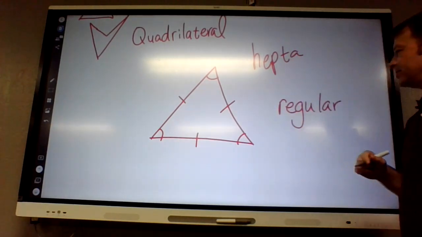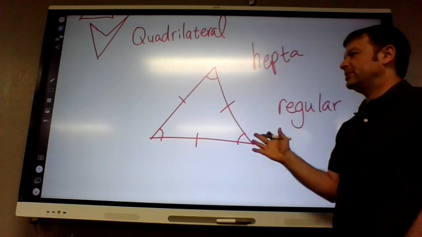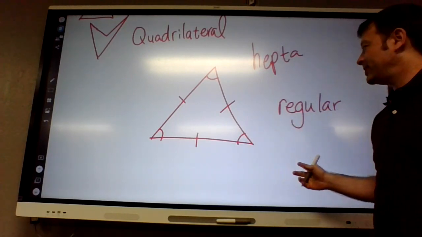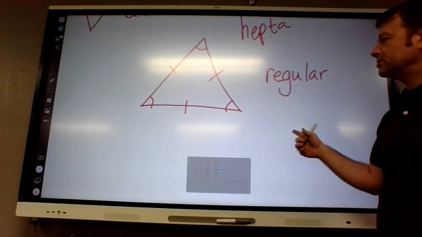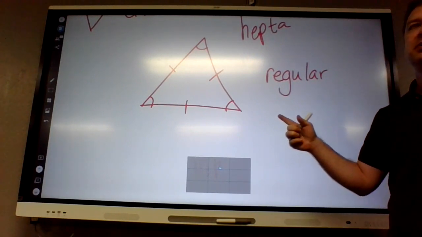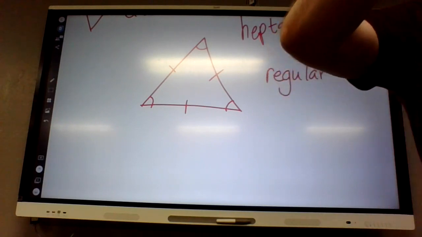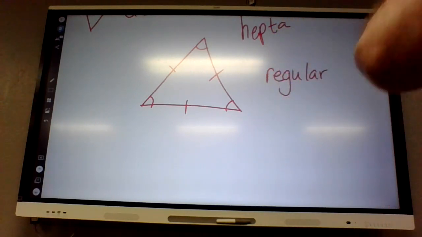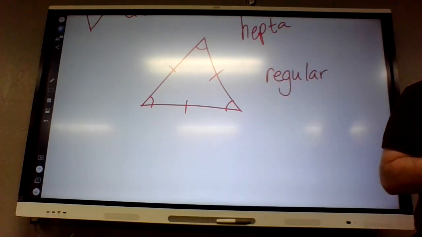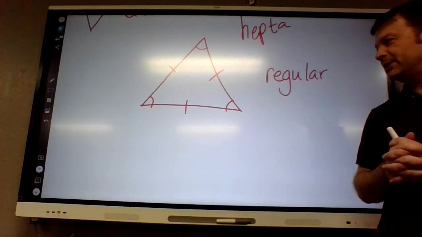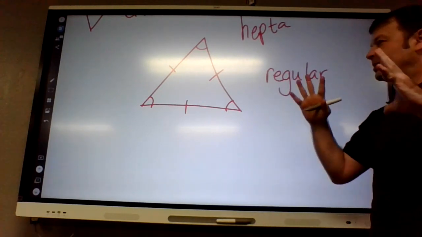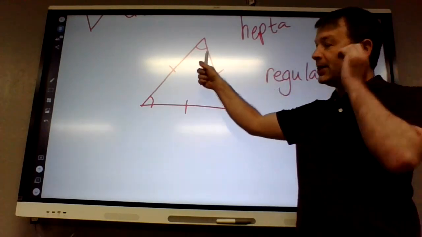So what's a regular triangle called? Well, it's just called equilateral. What's a regular quadrilateral called? A square. It's basically like they're perfect. So a stop sign is a regular what? Octagon. Yeah. So regular means that everything lines up perfectly. The sides are all the same, the angles are all the same.